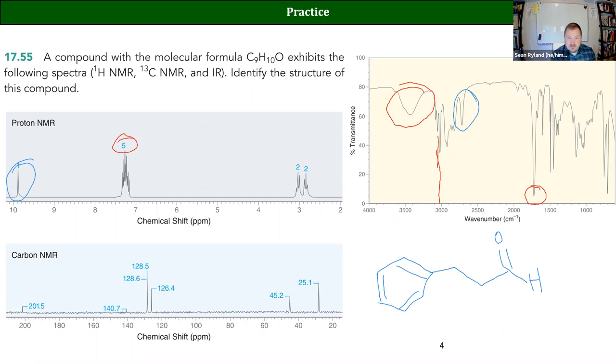Aldehyde has to be on the end, and it can't be directly attached to the benzene ring because we have 9 carbons, but only one thing attached to the benzene ring. So we have a chain of some sort attached to the benzene ring. And then we have an OH group somewhere, so we could put it here or here. And I believe either of those, we only have one oxygen, so we can't have an OH group and an aldehyde. So we have to decide what we have better evidence for.